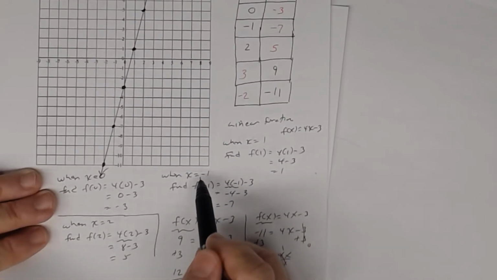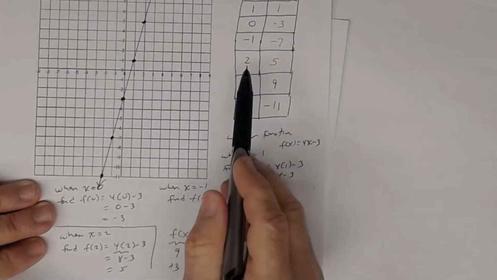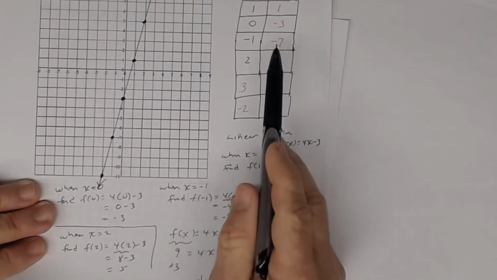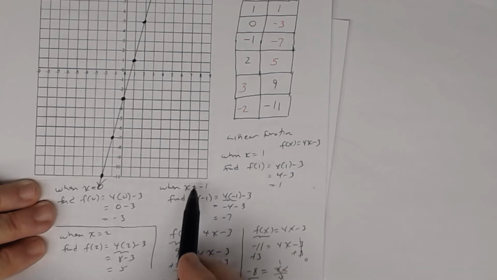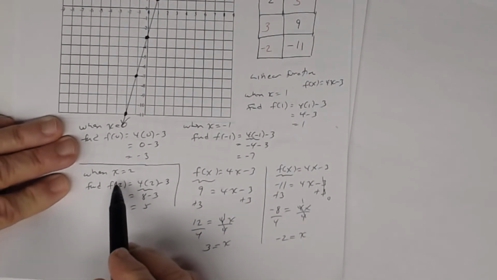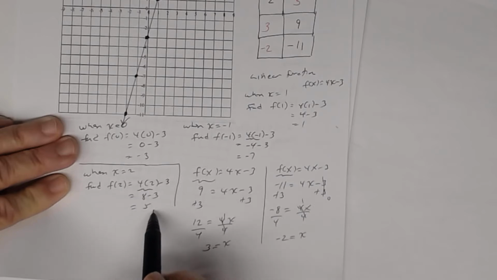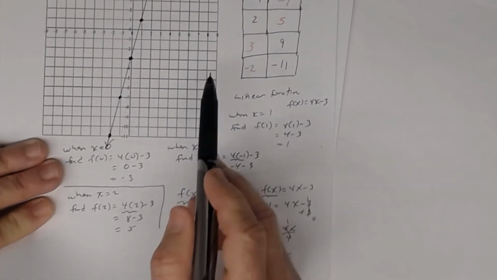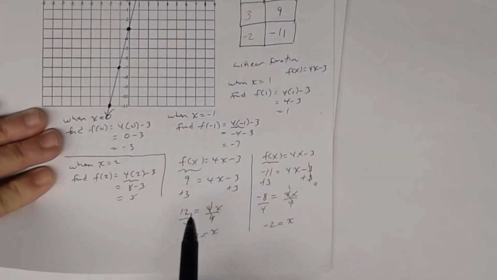And so when I did x equal negative 1 right here, and I found f of negative 1, that negative 7 is the y coordinate. So f of negative 1 equal negative 7 means that when x is negative 1, my y value is negative 7. When x is 2, f of 2 was 5. So that means that when x is 2, my y value is 5, right? 2, 5.